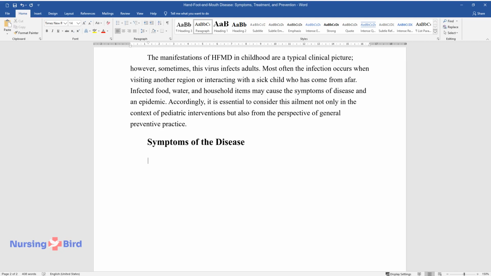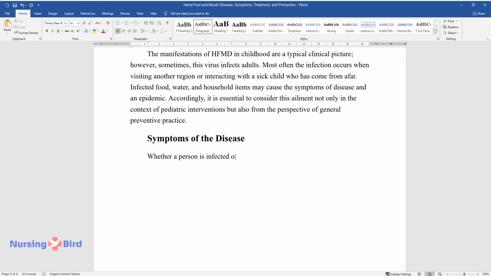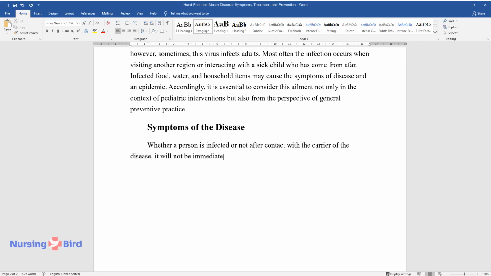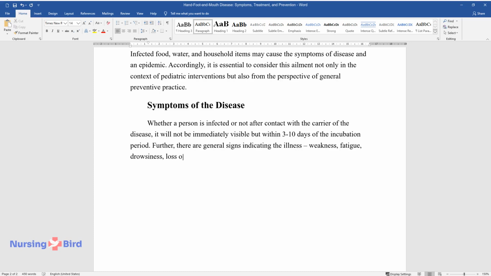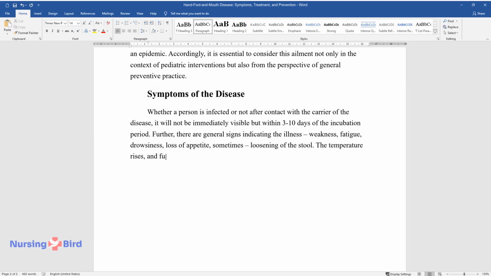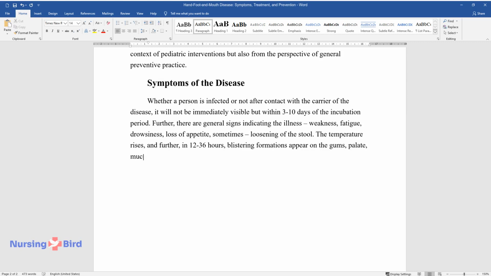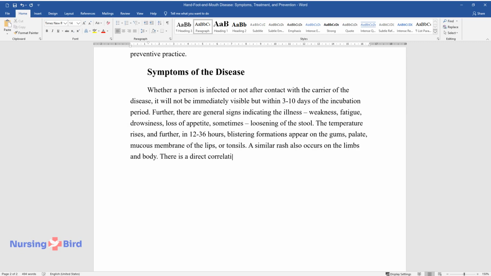Symptoms of the disease. Whether a person is infected or not after contact with the carrier of the disease will not be immediately visible but within 3 to 10 days of the incubation period. Further, there are general signs indicating the illness: weakness, fatigue, drowsiness, loss of appetite, sometimes loosening of the stool. The temperature rises, and further, in 12 to 36 hours, blistering formations appear on the gums, palate, mucous membrane of the lips, or tonsils. A similar rash also occurs on the limbs and body.